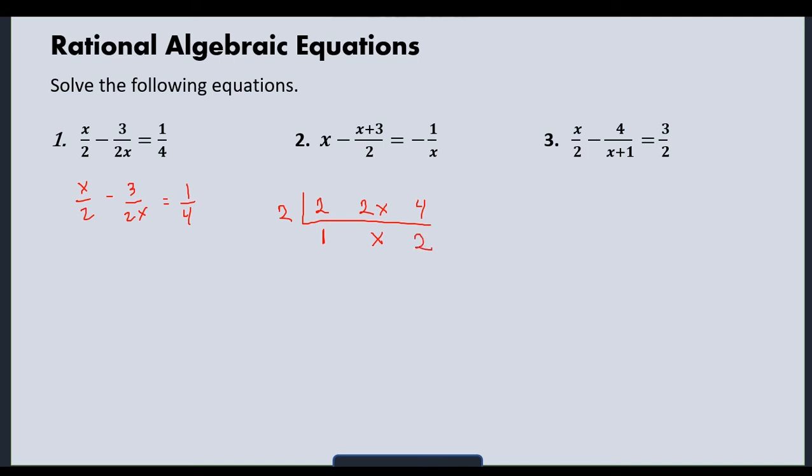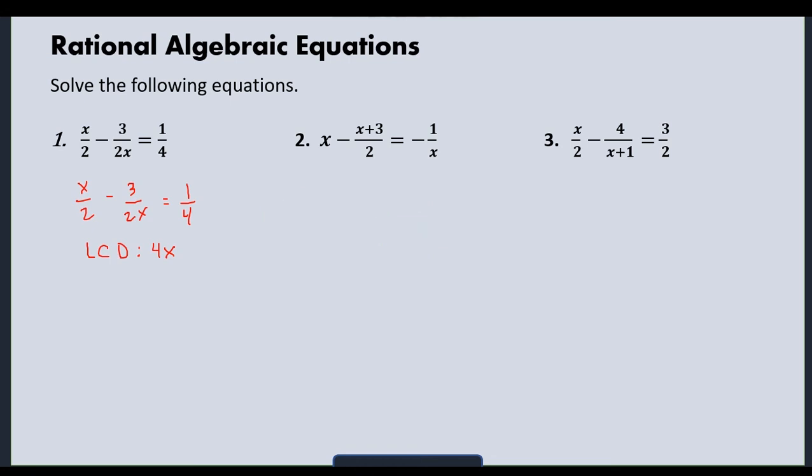Now, to look for the LCD, just multiply all of these numbers. So we're going to have here 2 times 1 times x times 2, and that will give us 4x. So let's write our LCD now for number 1. LCD is 4x. So I'll just erase this one.